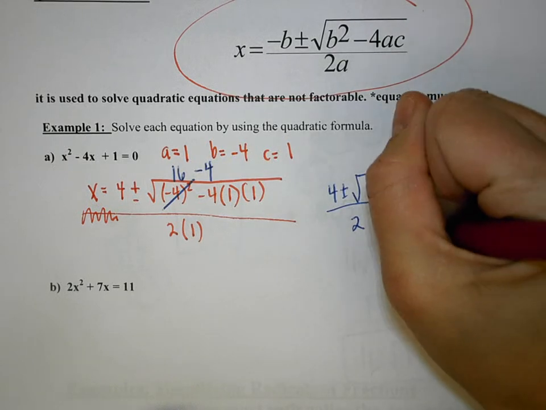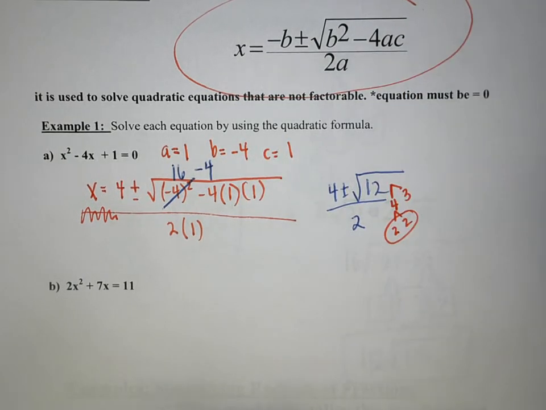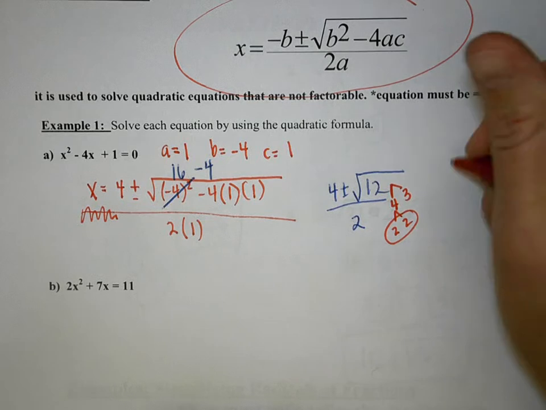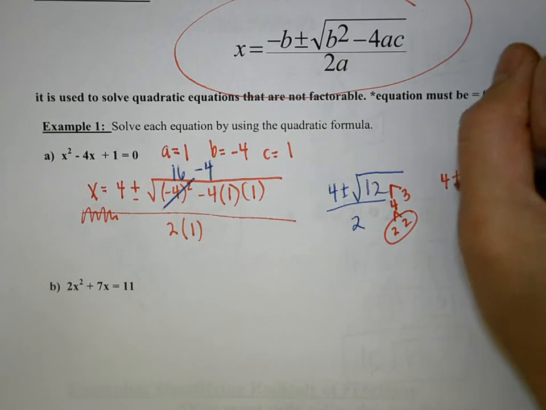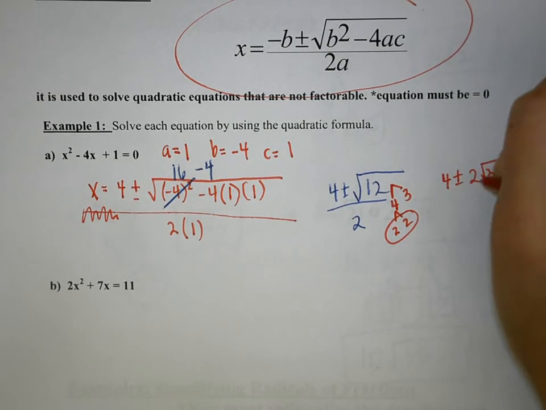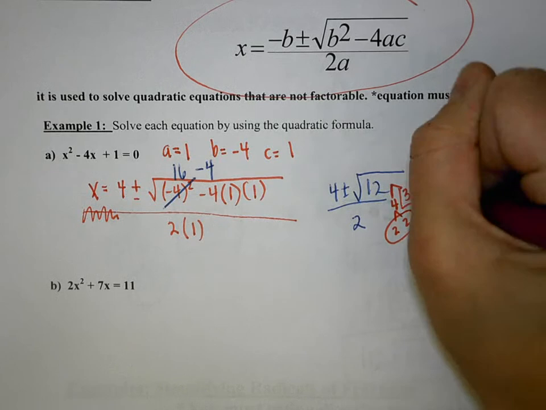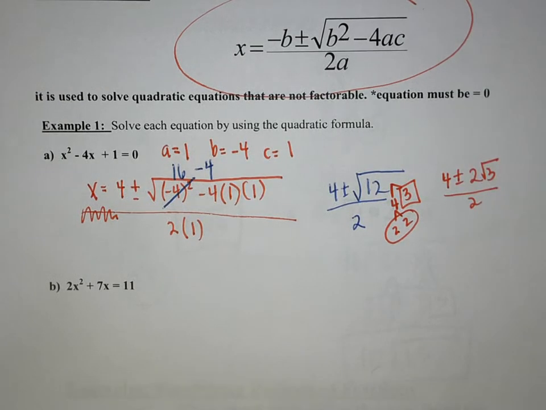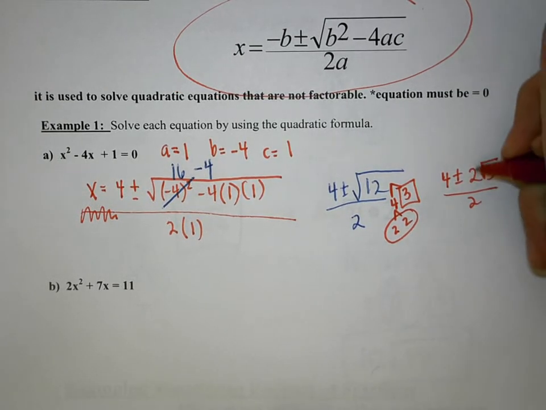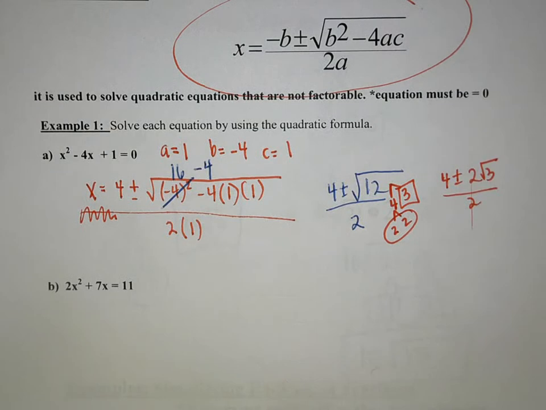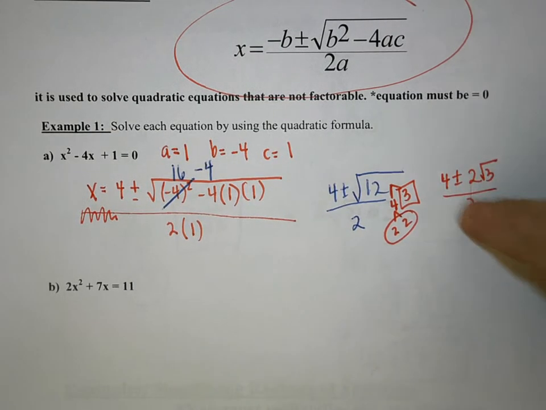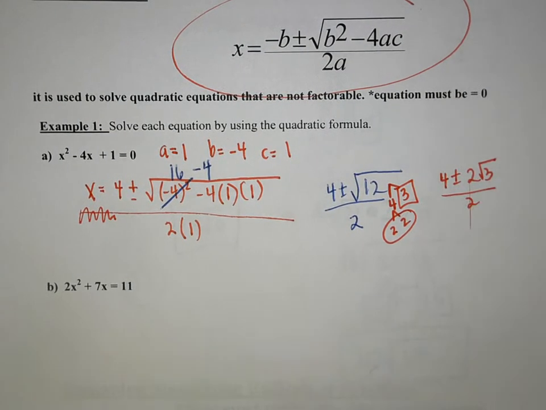Okay, how do you do that? I did 4 and 3, and then you end up with a pair of 2's, right? Yeah. So we have 4 plus or minus 2 root 3 all over 2. Now, don't forget that when you're reducing, a lot of you just want to cancel those out. But you can't do that. Remember that this 2 has to go into both of these, or separate it into 2 fractions and then reduce.